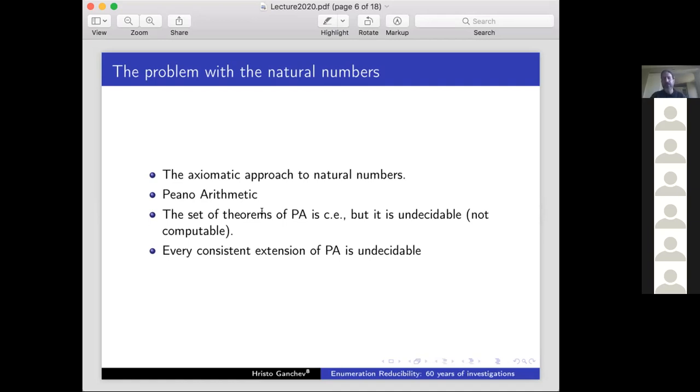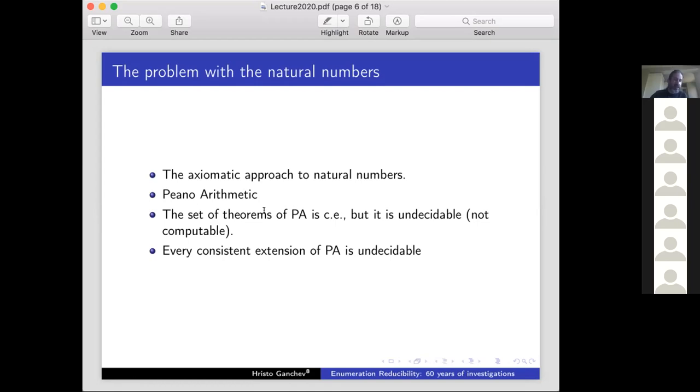Now, using the effective coding, we can talk about the theorems of Peano arithmetic and Peano arithmetic itself using just natural numbers. So here I mean the set of natural numbers corresponding to the theorems of Peano arithmetic is computably enumerable, but is undecidable. So the natural question here is, okay, it is not computable, but maybe it's quite close to being computable. So the question is, how do we compare sets which are not computable or computably enumerable?